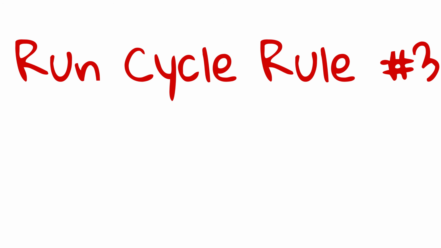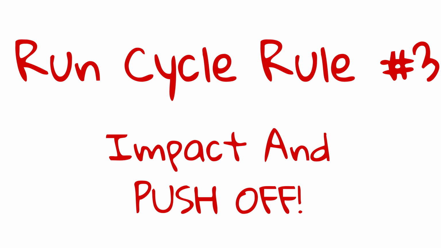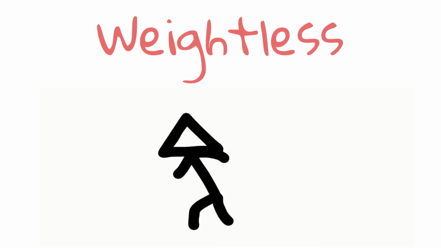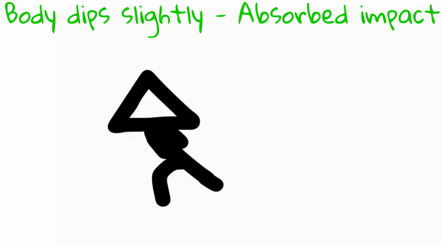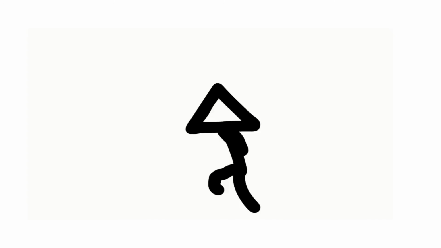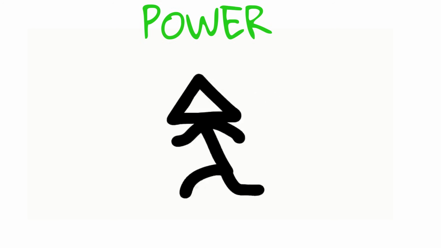Run cycle rule number 3, impact and push off. A run cycle needs impact. When the foot hits the ground, the character should absorb the impact. If nothing changes when the foot hits the ground, the run starts feeling weightless. You see, the body should dip slightly from the force of the landing. Then the leg pushes off and sends the body into the next step. Landing, push off. Landing, push off. That's what gives the run its power.